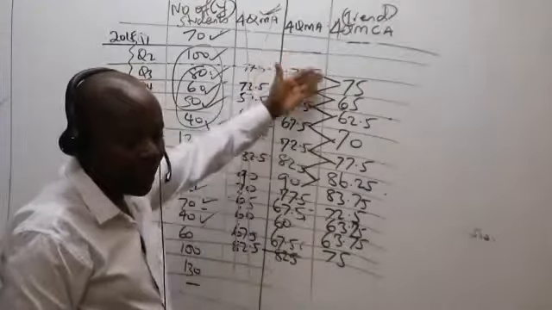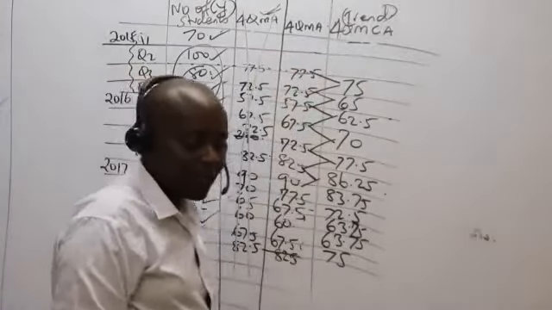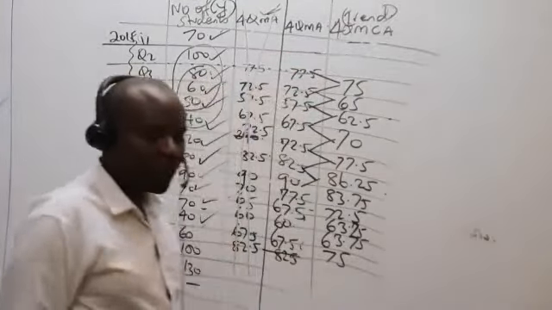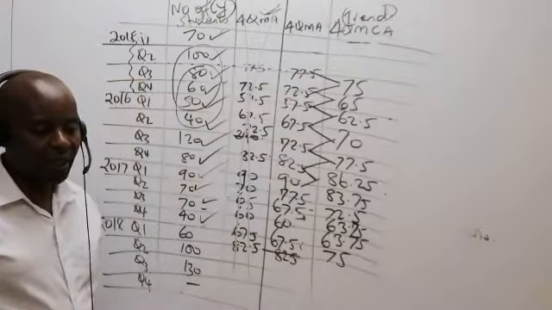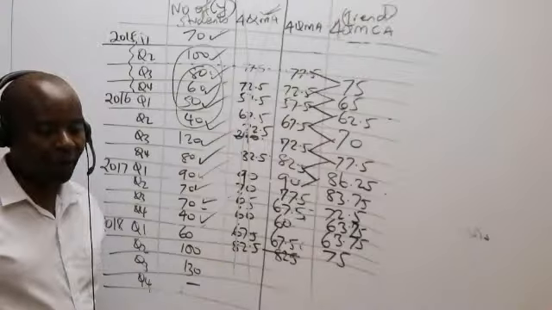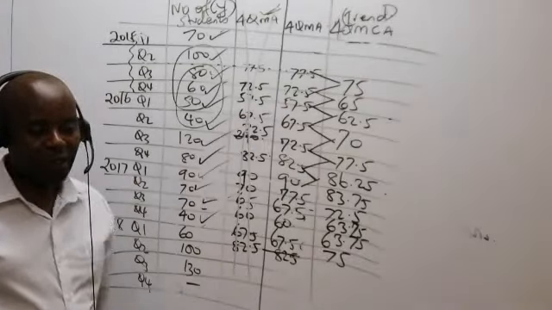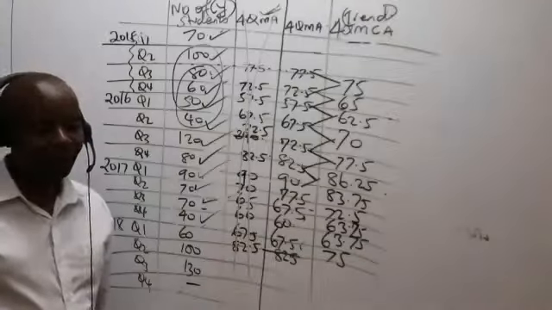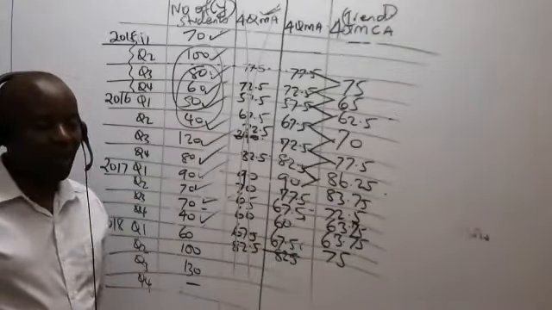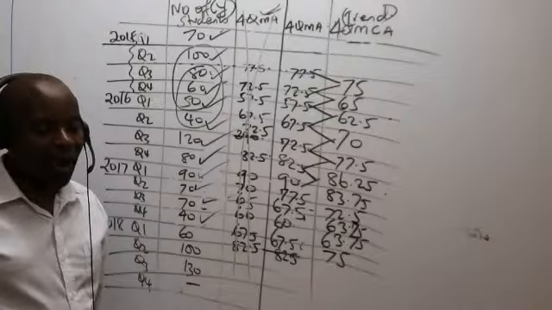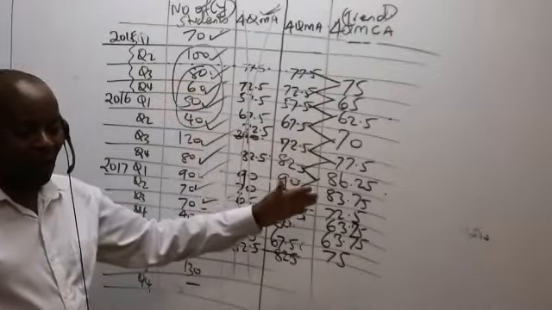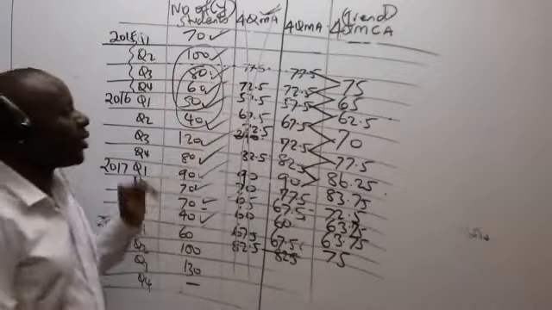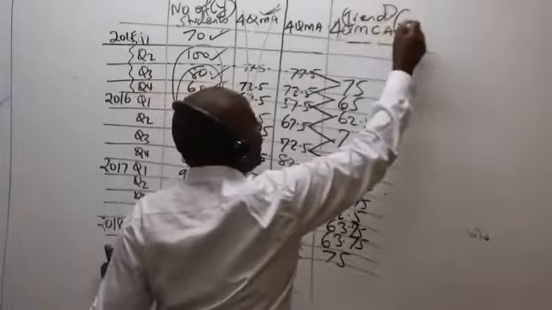So are these figures correct, my greatest friends? Are they correct? And now these figures are the ones we are calling what here? The trend. So this automatically forms what we call the T.